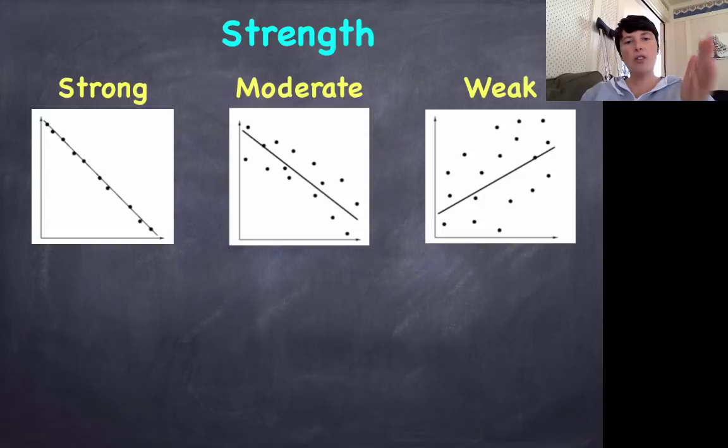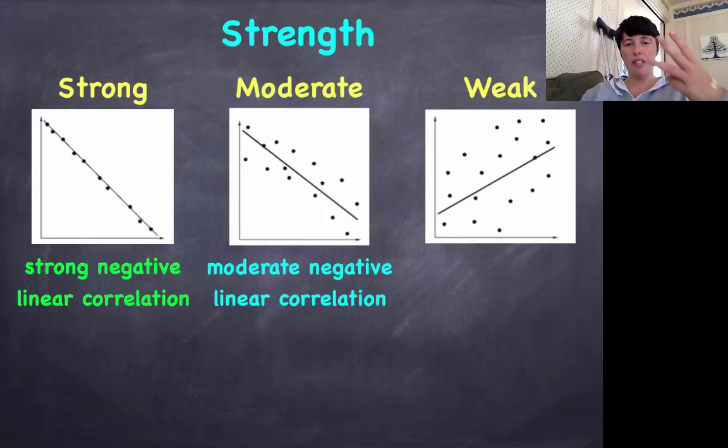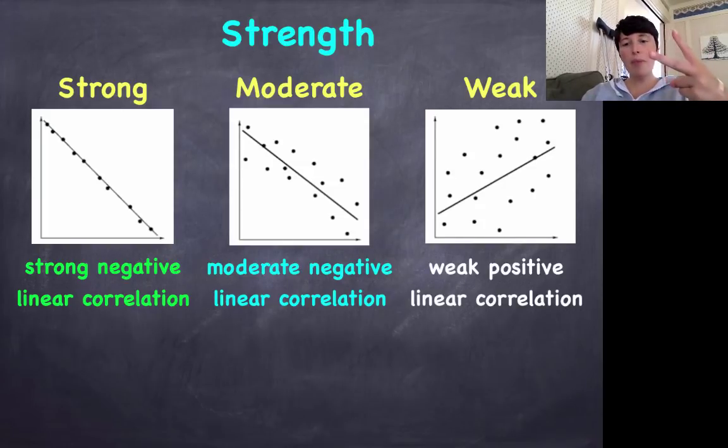So when I have to describe these three graphs, the first graph I would say is very strong. I would also say it's negative and it's linear. So I have three describing words. It's strong, negative, linear correlation. I would say the graph in the middle is moderate, negative, linear correlation. And then I would say the last graph is weak, positive, it's going up, positive linear correlation. I've got three descriptive words for each of these graphs, and that's how I want to do all of my correlation sentences. I want to use three descriptive words.